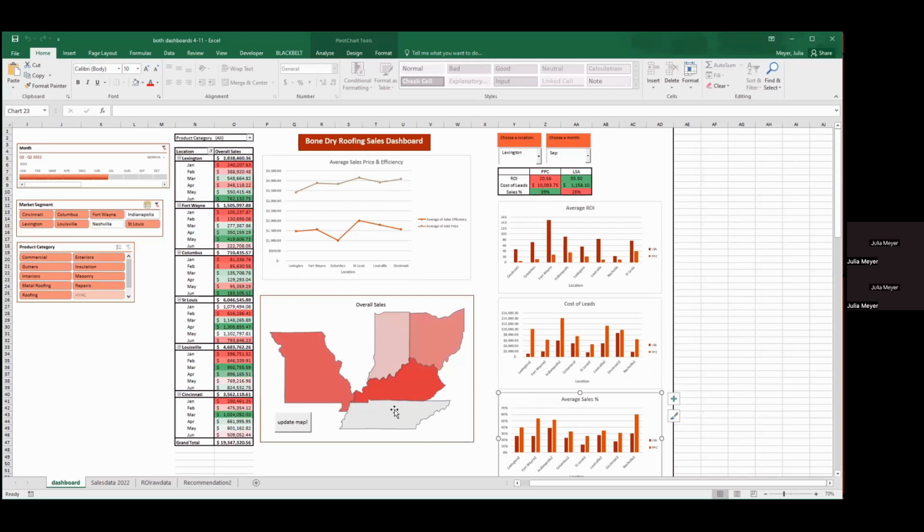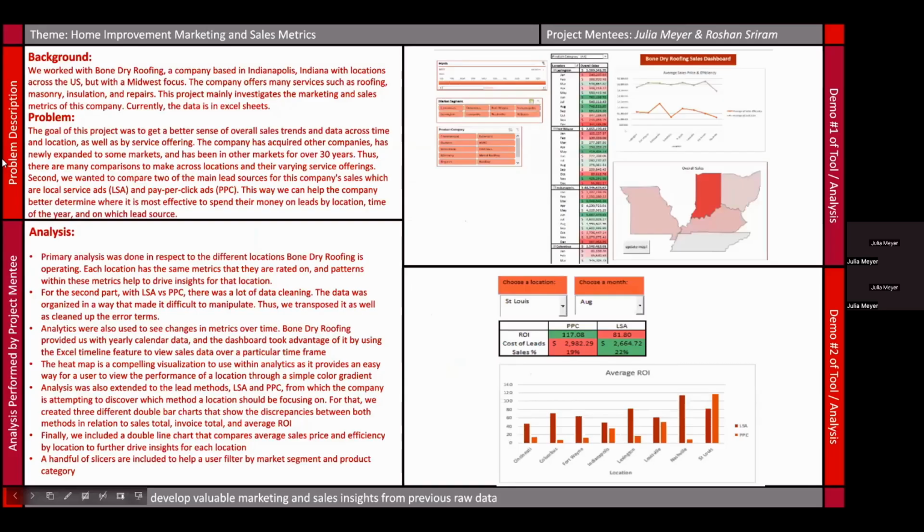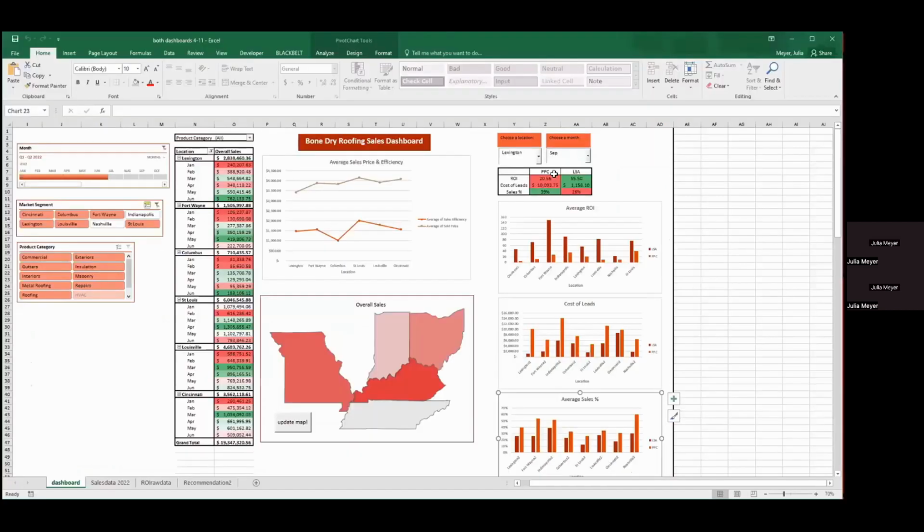Now I'm going to pass it off to Julia to focus a bit more on the marketing side of things. Yeah, so the second part of the problem that we were trying to solve is taking a look at this company's main lead sources, and where they get their sales from. So the two lead sources that we took a look at were local service ads, or LSAs, and pay-per-click ads, which are PPCs.